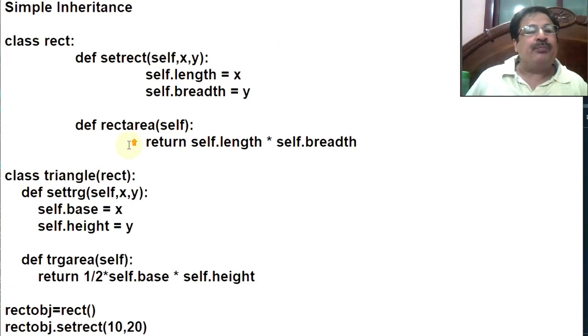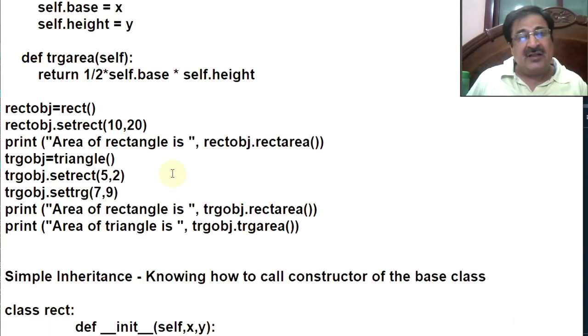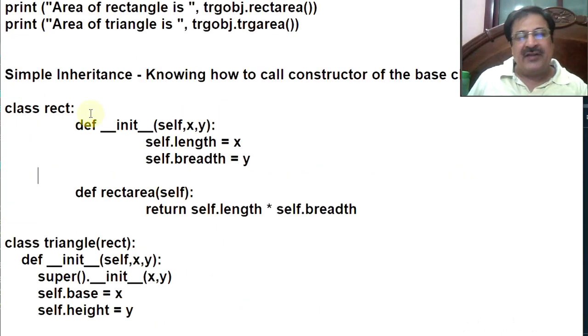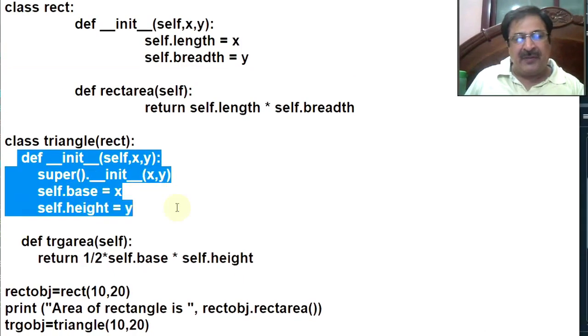Now we'll understand the concept of simple inheritance by invoking the constructor of the base class. See, in this program there was no constructor, right? But if the base class has a constructor and you want to invoke it through the derived class constructor, how is it possible? This program will explain. Here there is a rect class, it has a parameterized constructor. Again triangle class, it has a parameterized constructor.